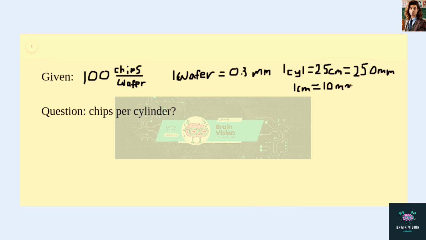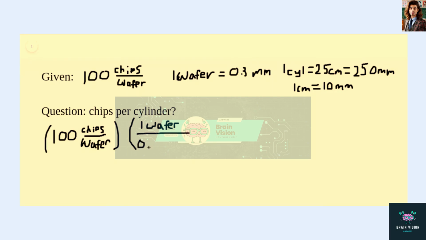Okay? So then the question is, how many chips can you get in each cylinder? So let's go ahead and do some conversion. We'll start out with our initial 100 chips per wafer. And then we know the unit of conversion between wafers to size, of millimeters. So we need to multiply that by our conversion of wafers to millimeters. Well, you have one wafer divided by 0.3 millimeters.